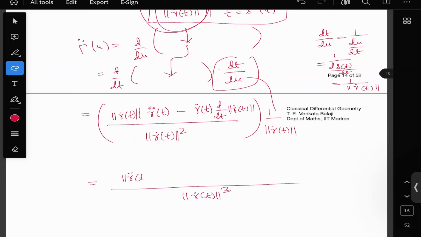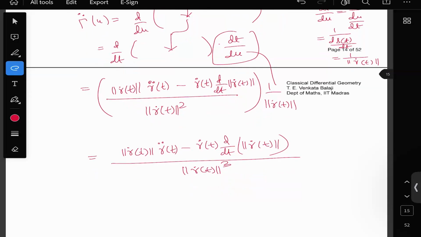So let me write it. Be careful with the dots. Don't put one dot too many. Norm gamma dot of t times gamma double dot of t minus gamma dot of t times d by dt of norm gamma dot of t. So I need to tell you, it's obvious how to calculate d by dt of norm gamma dot of t. You can do it in two ways.